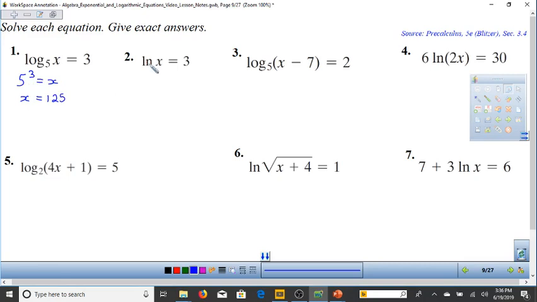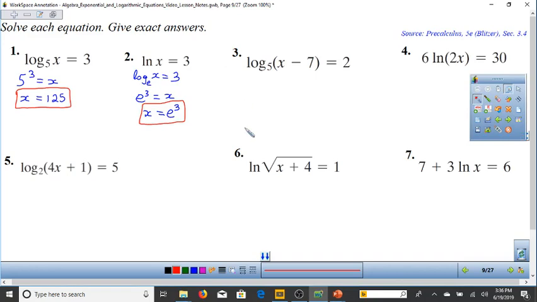Now, if it's ln, then your base here is e. So you should be thinking of this as log base e of x. We don't typically write that, but that's what it means. So when you're solving this, x equals e to the 3. I'll write that down: e to the 3 is equal to x, or x is e cubed. And that's that. Since I'm only looking for exact answers in this part of the exercises, we'll just leave that as the answer. e is an irrational number, so otherwise we can only give an approximate number.